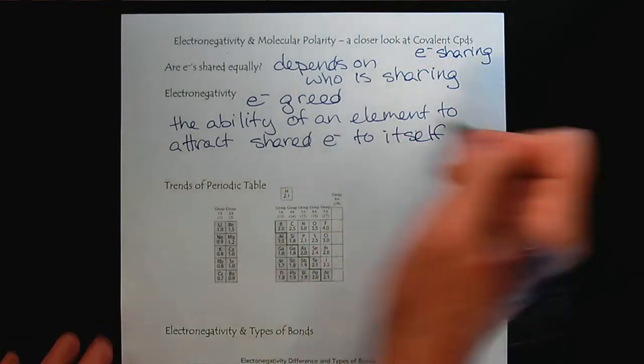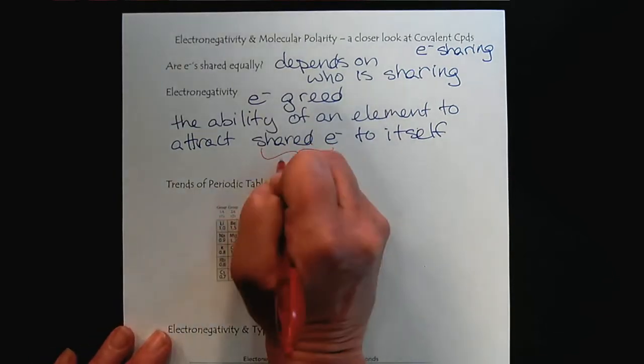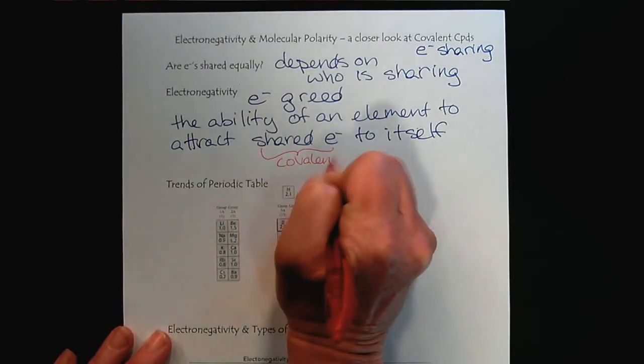Okay, so remember when we see shared electrons, that's a covalent bond.